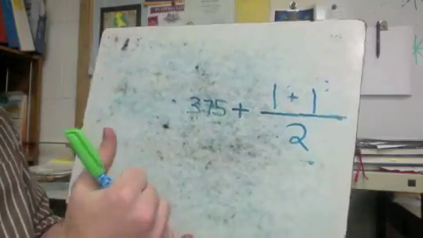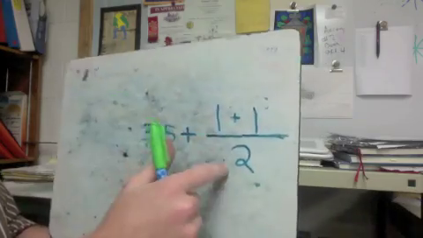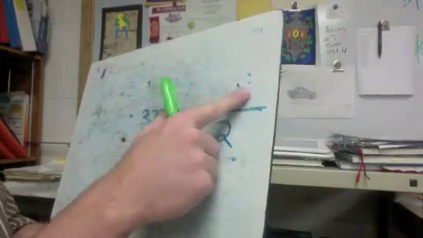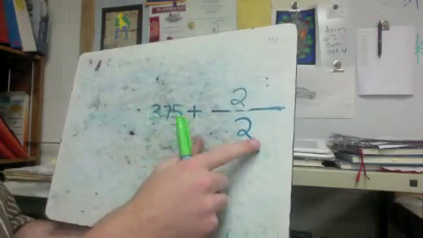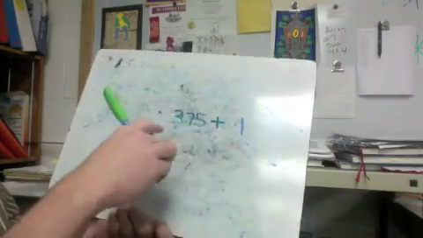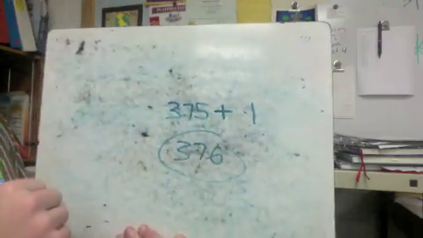Before we go any further, we're going to have to simplify this thing down here. So we have to do the top, the bottom, then do the division bar. 1 plus 1 is 2. 2 divided by 2 is 1. Final answer, 376.